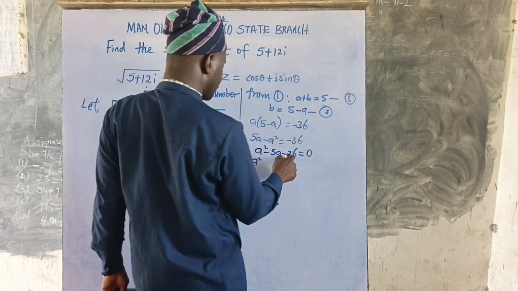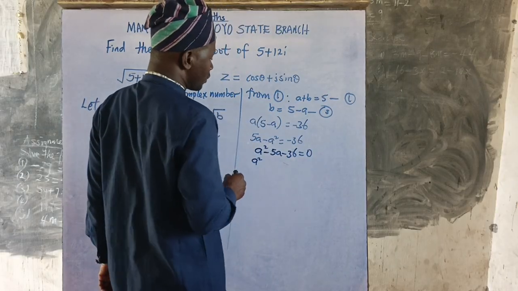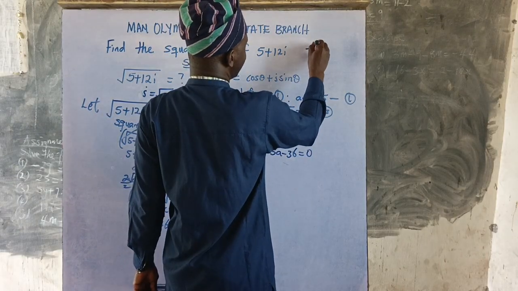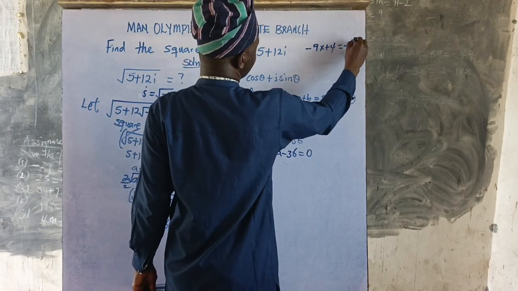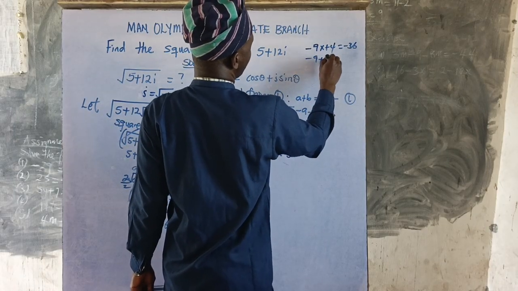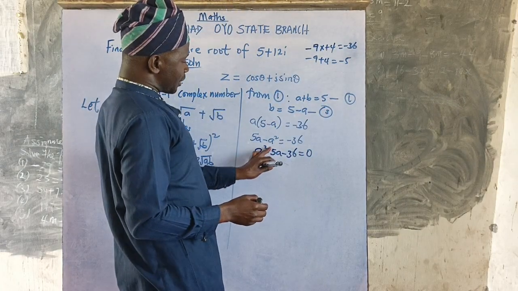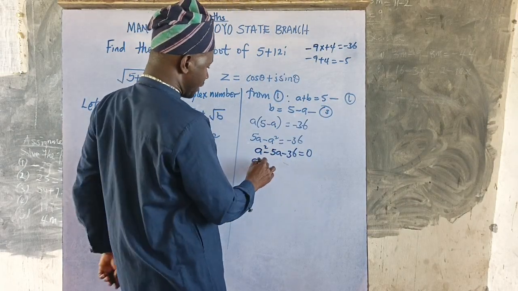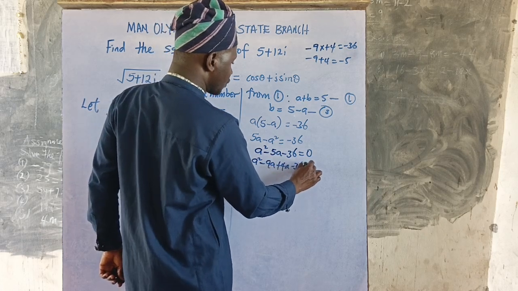What are the two factors whose product is minus 36 and sum equals minus 5? By taking minus 9 and multiplying with plus 4, you are going to have minus 36, then minus 9 plus 4 will give us minus 5. Therefore, the two factors with which we are going to replace this minus 5A will now be minus 9A plus 4A minus 36 equals 0.